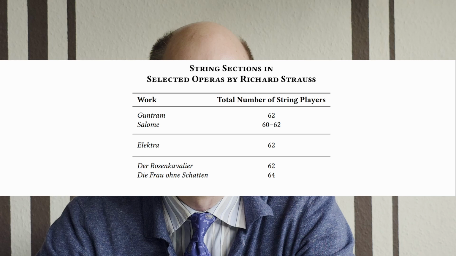In this episode, we explore the distinctive features of the string section in Richard Strauss's opera Elektra. Elektra is known for its very large orchestral ensemble. However, as we can see in this first table, the total number of strings is comparable to that of Strauss's other large-scale operas. In Guntram, Salome and Der Rosenkavalier, he calls for a string section of 62 players in each case. For Die Frau ohne Schatten, he even requires 64.